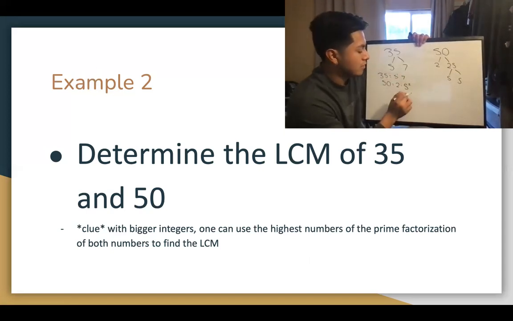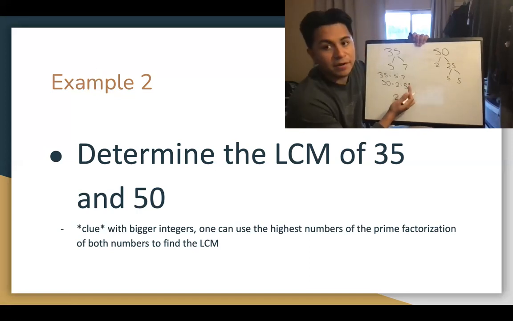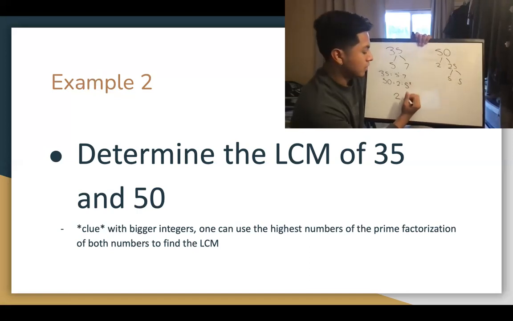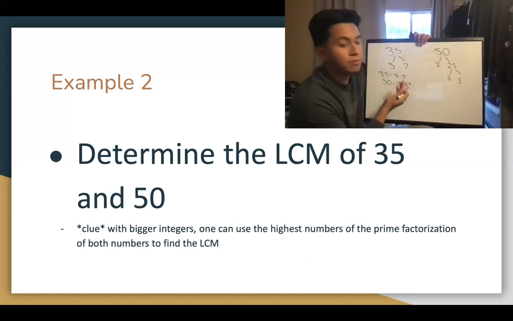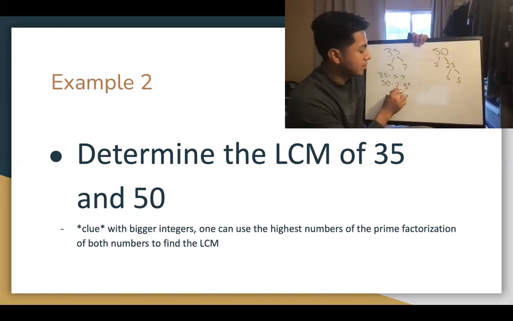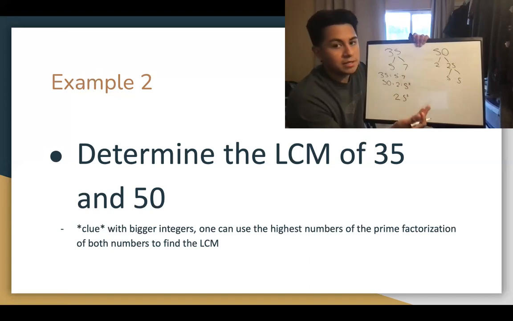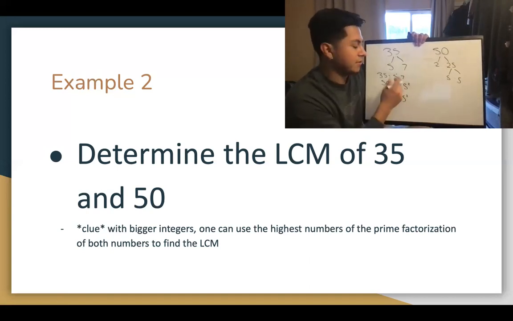Which one would obviously be bigger, 5 to the power of 1 or 5 to the power of 2? Obviously 5 to the power of 2. So then we're going to write 5 to the power of 2. And then after that, all we're left with is 7. Since there's no 7 in the number 50, 7 by itself, or 7 to the power of 1, is the highest power of 7 in both numbers.